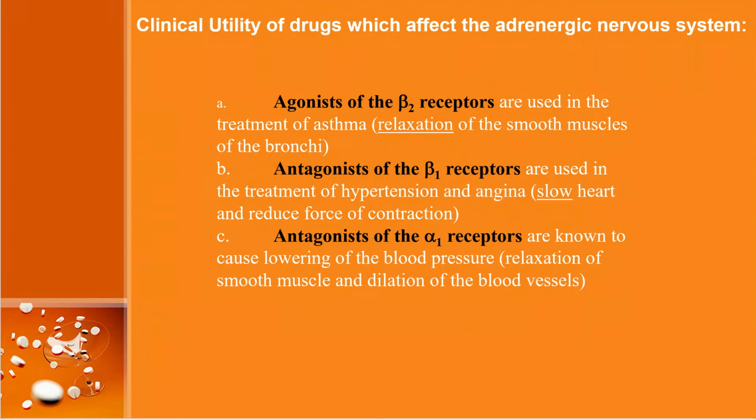And then you have the third category, where you have antagonists of the alpha 1 receptors, which are known to cause lowering of blood pressure, right? So relaxation of smooth muscle and dilation of the blood vessels. So these are the clinical utility of drugs which affect the adrenergic nervous system.